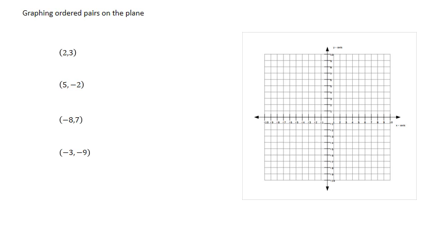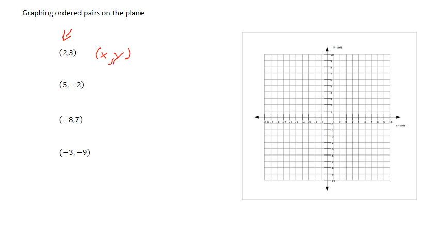So here we go with graphing ordered pairs on the plane. Let's start with the ordered pairs on the left over here. A series of 4 ordered pairs we have. What we mean by ordered pairs is we're going to have a set of parentheses, a comma in the middle, an x value on the left, and a y value on the right.